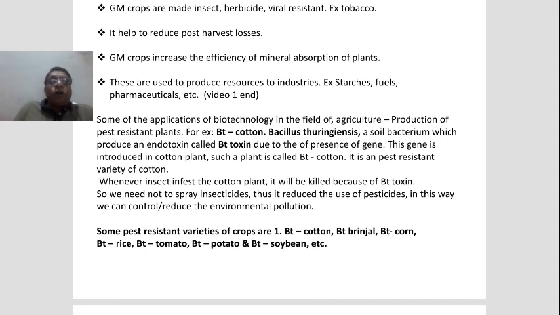Genetically modified crops increase the efficiency of mineral absorption of plants. It means these GM crops absorb more minerals. Then, through this genetic engineering, we are able to produce some resources for industries.